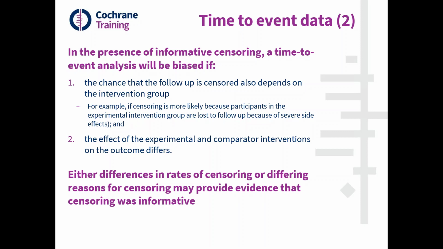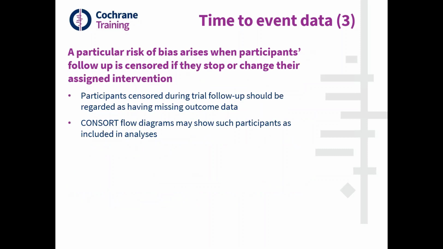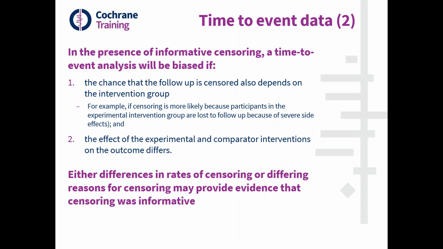And similarly to what we discussed earlier on, either differences in rates of censoring between the intervention and control groups or differing reasons for censoring between the groups may provide evidence that censoring was informative. And that means that we conclude that there's bias due to missing outcome data in the same way as discussed earlier on.